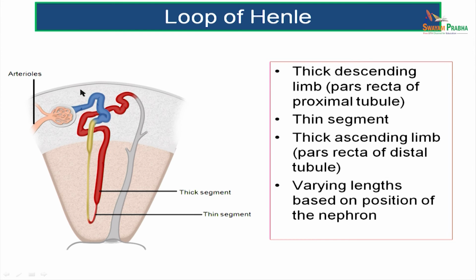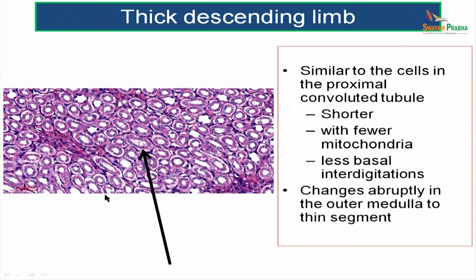Now, let us move on to the next segment of the tubules, that is the loop of Henle. As already detailed, there are 4 parts: thick descending limb of loop of Henle, thin descending limb, thin ascending limb, and thick ascending limb of loop of Henle, which is nothing but pars recta of distal tubule. The lengths vary based on the position of the nephron.